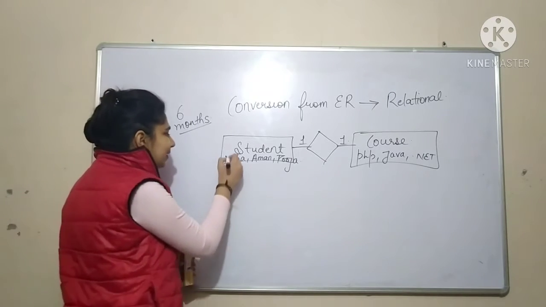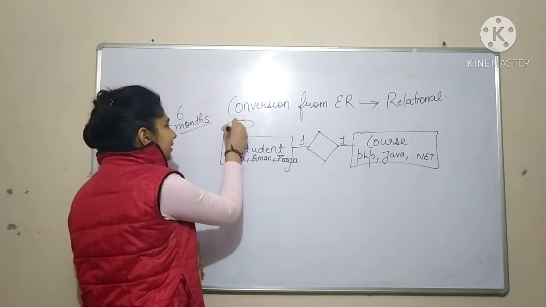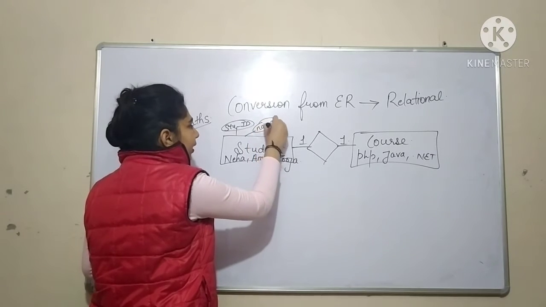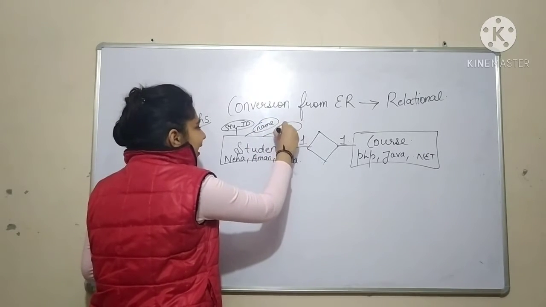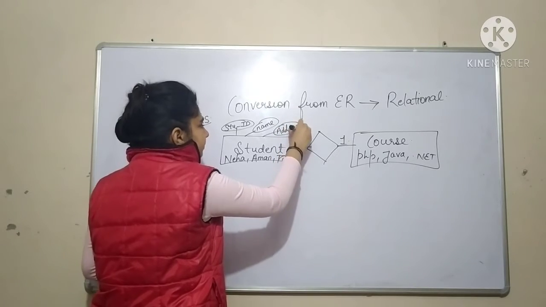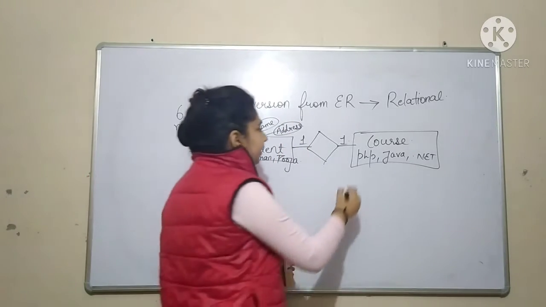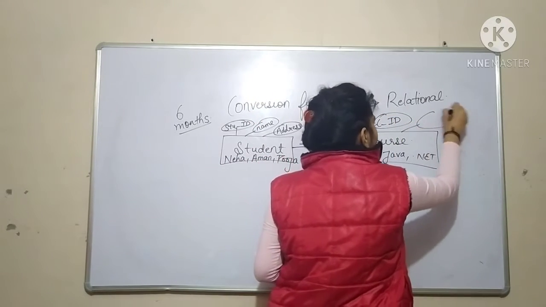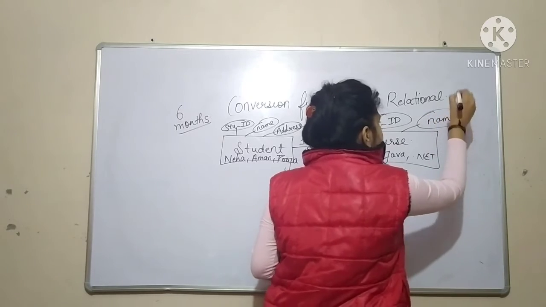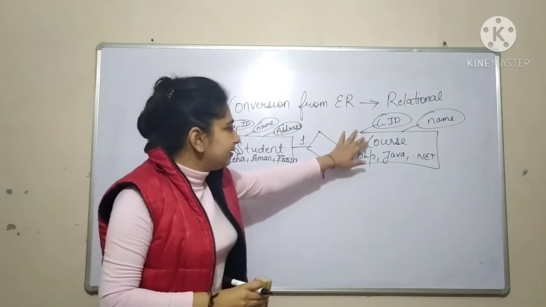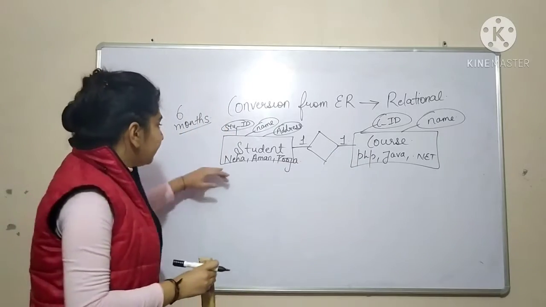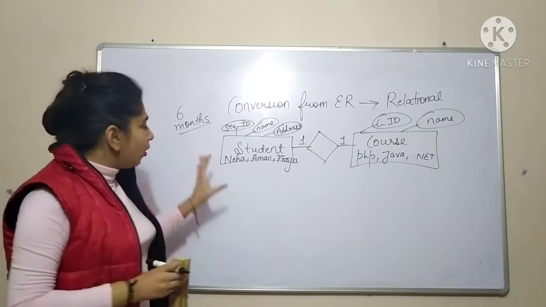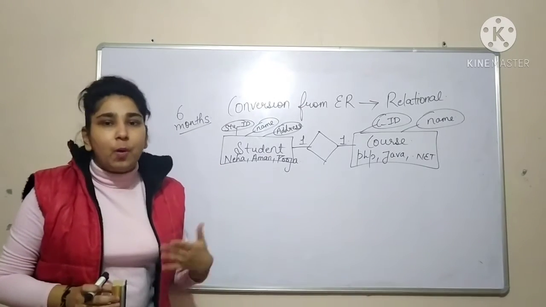The various attributes we have are student ID, student name, and one attribute as address. In the course entity we have a course ID and a course name. These two attributes are present in the course entity. Now we will be converting this ER model into the relational model.